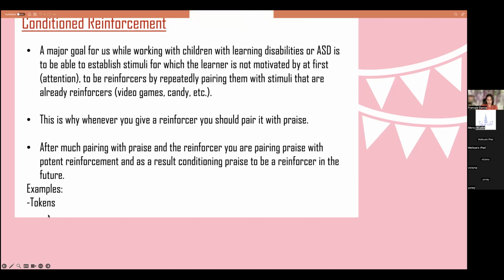And another example of this would be tokens. So a token system. The token reinforcement is that you get a token for every accomplishment you make, and then you can trade those tokens in for a better reinforcer. An example of this is money. That's a type of token system.